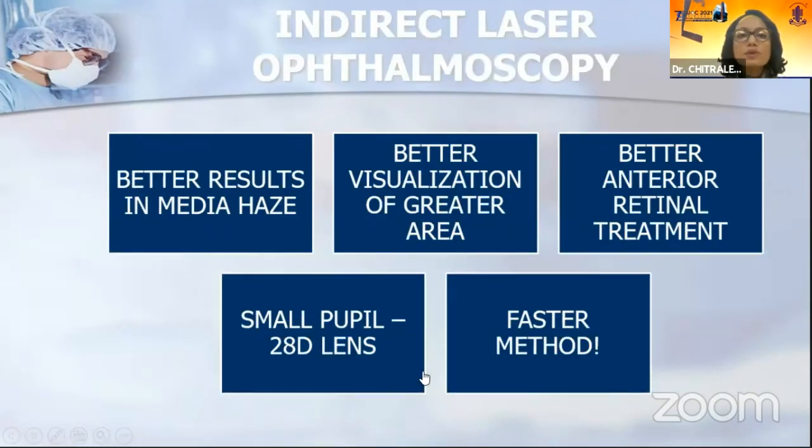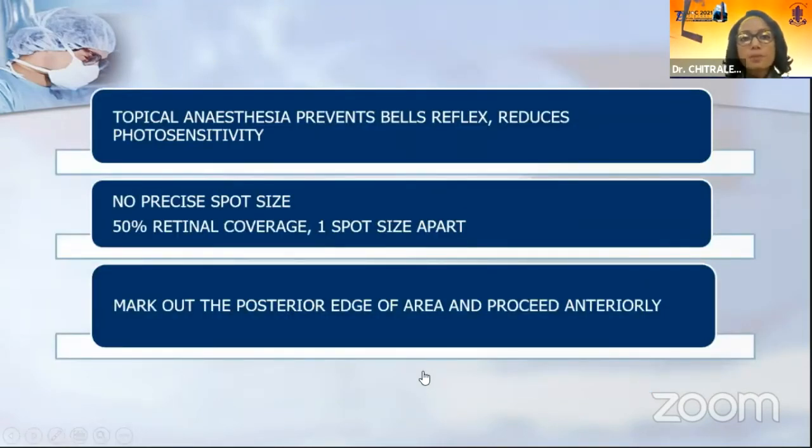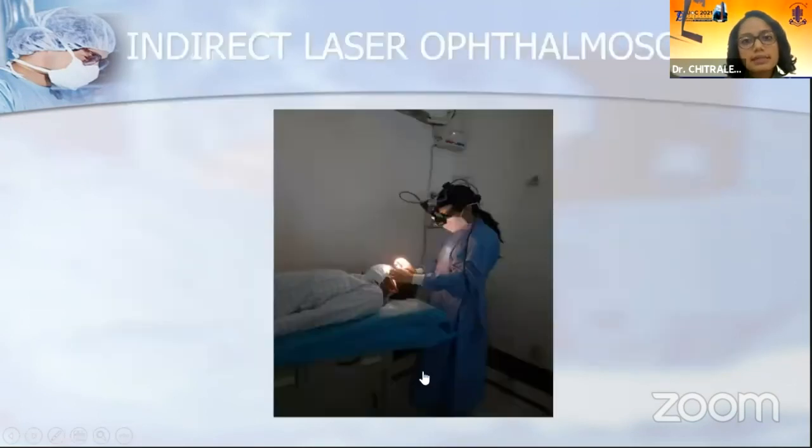Indirect laser ophthalmoscopy is also another brilliant method of doing PRP laser and gives better results in media haze, better visualization of greater area, and better anterior retinal treatment. In case of a small pupil, a 28 diopter lens can be used and is known to be a faster method in the hands of an experienced clinician. Here too, topical anesthesia is used. Since no precise spot size is available, we should aim for 50% retinal coverage, 1 spot size apart. It's wise to mark out the posterior edge of the area to be treated and proceed anteriorly.